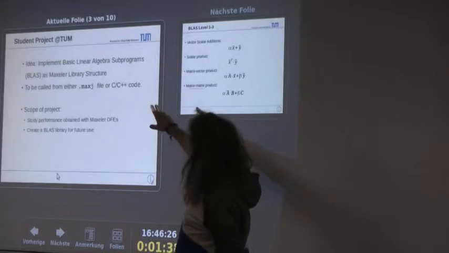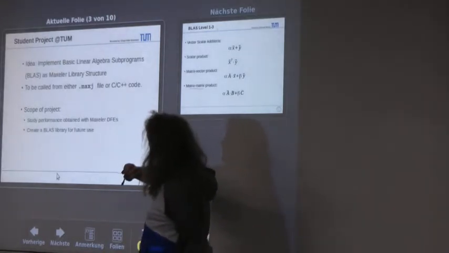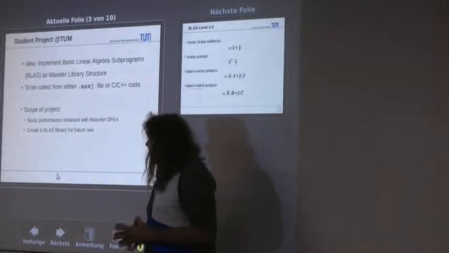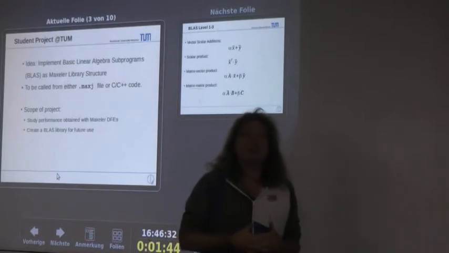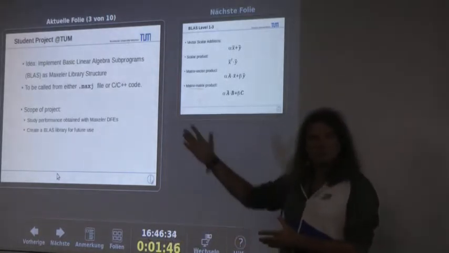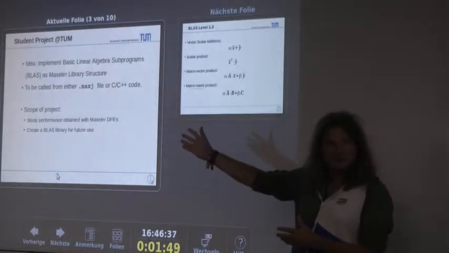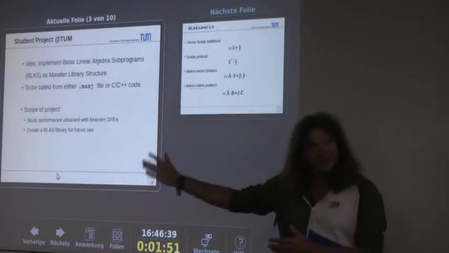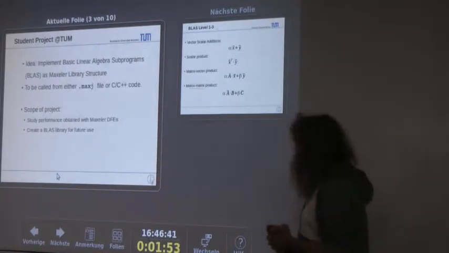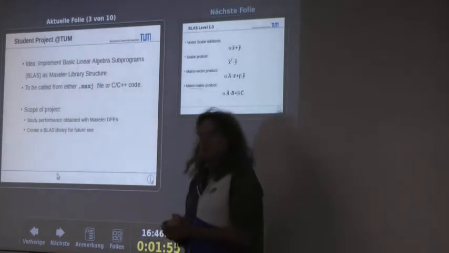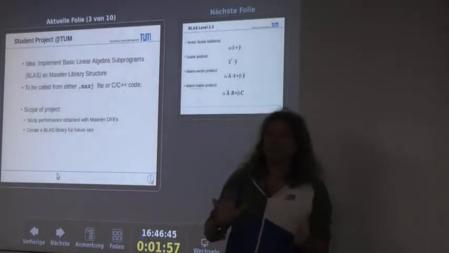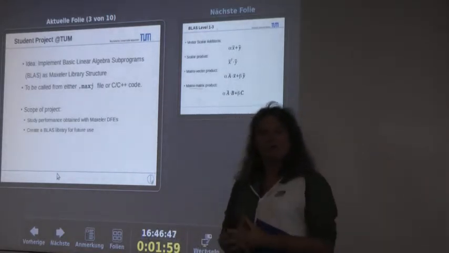The idea was to implement this as a Maxeller library structure. This can either be called from the max.j file from within Java. By the way, this is still an application for a Java compiler, isn't it? To compile the max.j stuff. Or from your C or C++. So both options should be possible, depending on how the user is going to utilize this.